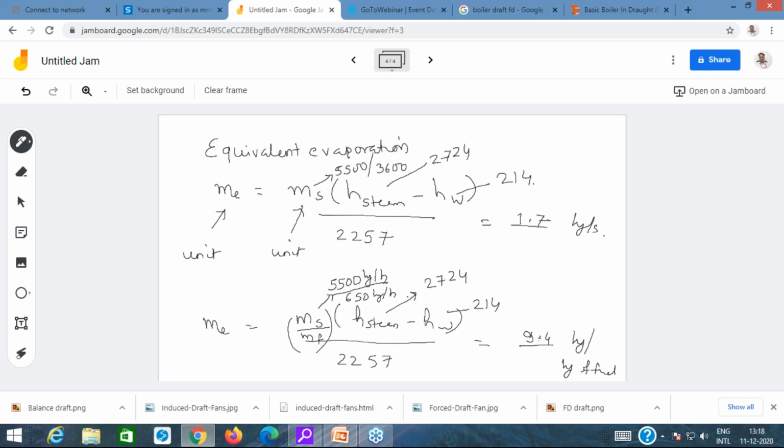So depending upon whether the steam is dry saturated or superheated or it is wet steam, as in this case, your value of h steam would change. I hope that it is clear to you how you get the value of enthalpy when the steam is superheated, when the steam is dry saturated, and when the steam is wet steam.